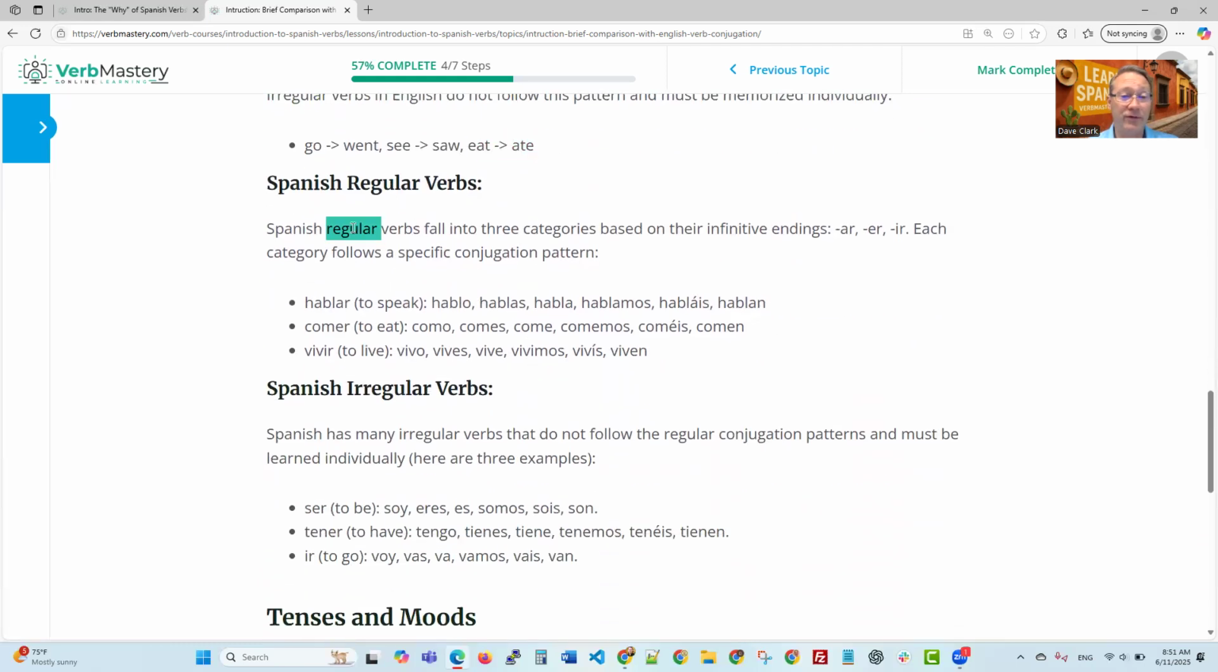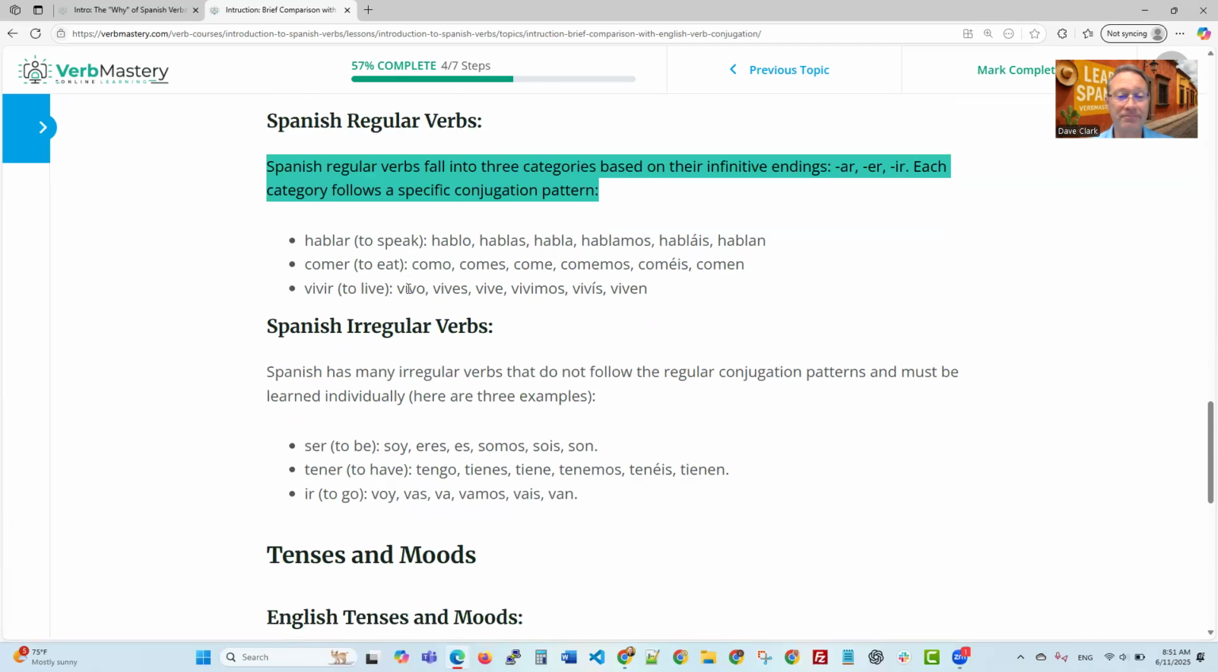Spanish regular verbs. Spanish regular verbs fall into 3 categories based on their infinitive endings: AR, ER, and IR verbs. Each category follows a specific conjugation pattern. This is for regular verbs. Hablar, which means to speak.